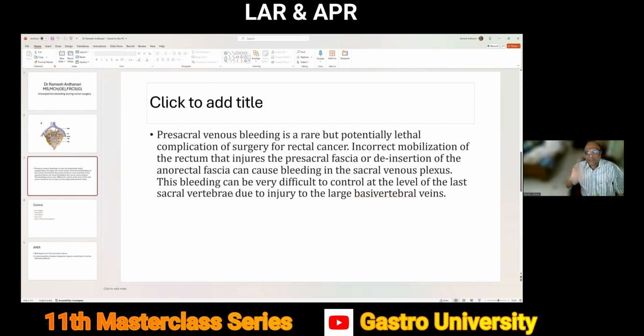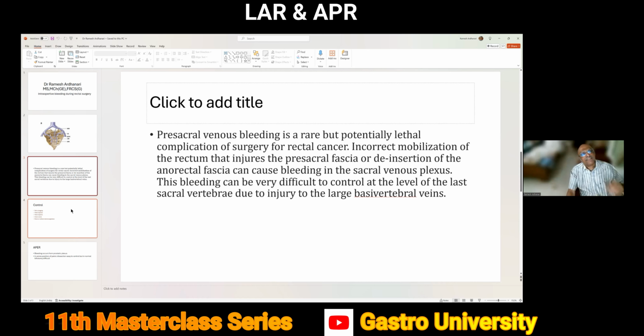This is what we used to do because we used to just put our hand and strip it off the posterior fascia, which injures the presacral fascia and causes deinsertion of the fascia, leading to bleeding from the sacral venous plexus. This bleeding can be very difficult to control at the level of the last sacral vertebra due to the injury to the communicating vein. And this usually happens very low down, not properly seen. So the best place is to do pressure.